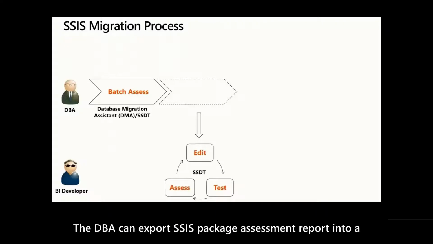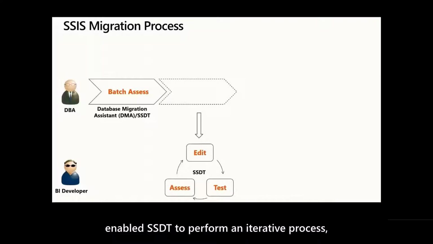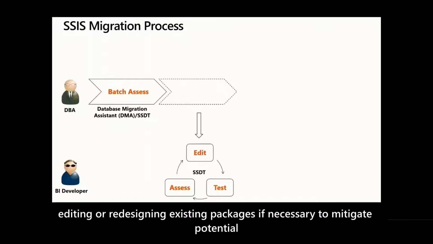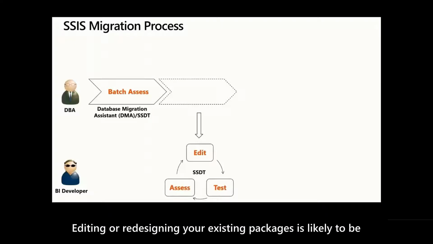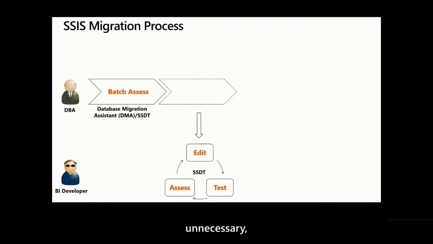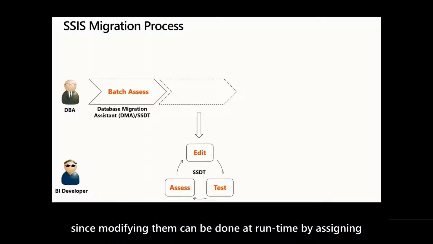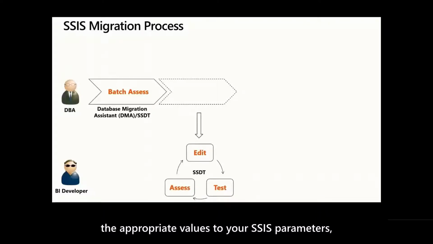The DBA can export the SSIS package assessment report into a CSV file that can be shared with a business intelligence, or BI, developer or anyone else who could mitigate those potential issues. The BI developer can also use Azure-enabled SSDT to perform an iterative process editing or redesigning existing packages if necessary to mitigate potential issues, testing package executions in Azure, and reassessing those packages. Editing or redesigning your existing packages is likely to be unnecessary since modifying them can be done at runtime by assigning the appropriate values to your SSIS parameters, connection manager properties, or property overrides.